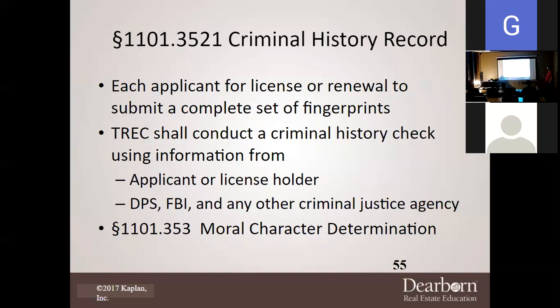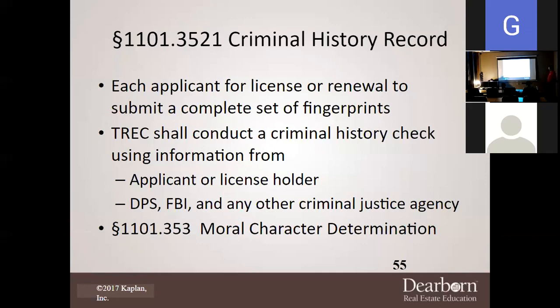But yeah, so in that situation, each applicant for a license or a renewal, you gotta get your fingerprints checked, okay? And it's not the old traditional way of putting it in black ink and then rolling it. No, you don't do that no more. It is an electronic device that you just roll your fingers, okay? TREC shall conduct a criminal history check for each applicant or license holder. They will have DPS, FBI, and other criminal agencies that will review your background, and there will be a moral character determination that will be made based upon 1101.353 to determine if you are qualified.